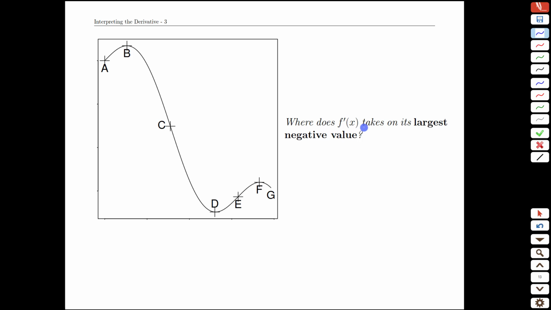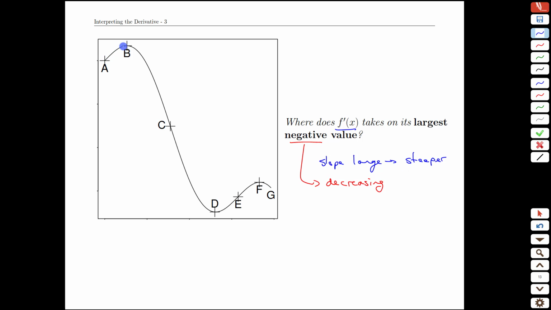Looking at the same graph, we can ask some other deeper questions like, where does f prime take on its largest negative value, or most extreme negative value? You can think about that for a second, and then we'll take a look. Remembering again, if the slope is large, that means steeper. If we have negative slopes, that means decreasing. So what we're looking for is the combination of these two, the steepest decreasing point.